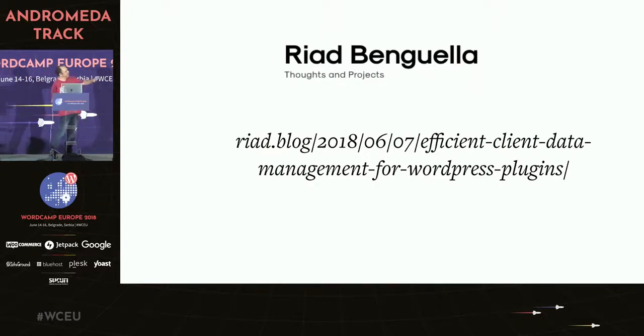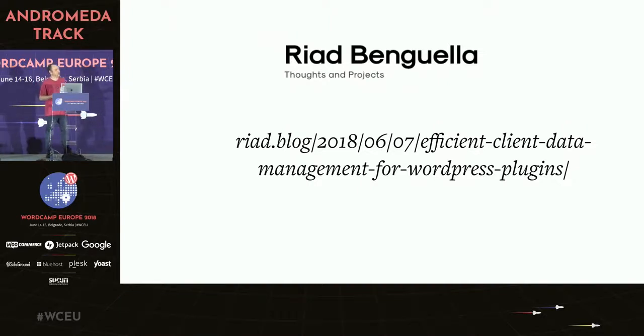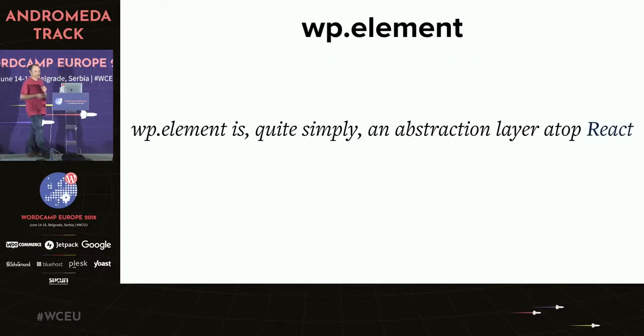So Riyad, fortunately, wrote this post very recently. It's completely up to date and has all the latest information about how to use WP data. He explains how to retrieve, update, and respond to changes in Gutenberg data, how to register your own custom data namespace, and also, again, how to fetch data from the REST API, all via this wp.data object.